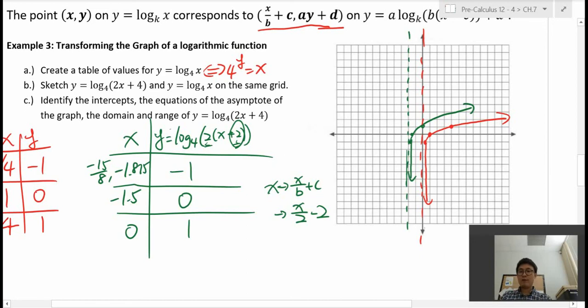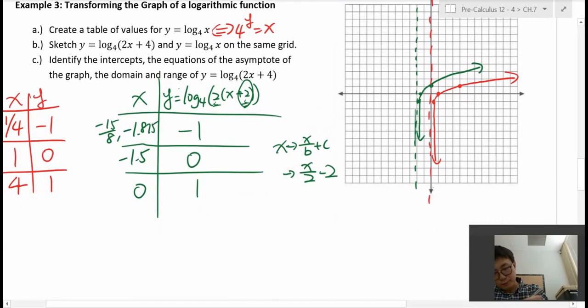Okay, so that's my graph. That's part B. Part C says identify the intercepts, the equation of the asymptote, and then domain and range of the new function or the new graph. So this is part B. Part C. This is part A. Part C, we are looking for the intercepts. So you can see we have the X intercept right there.